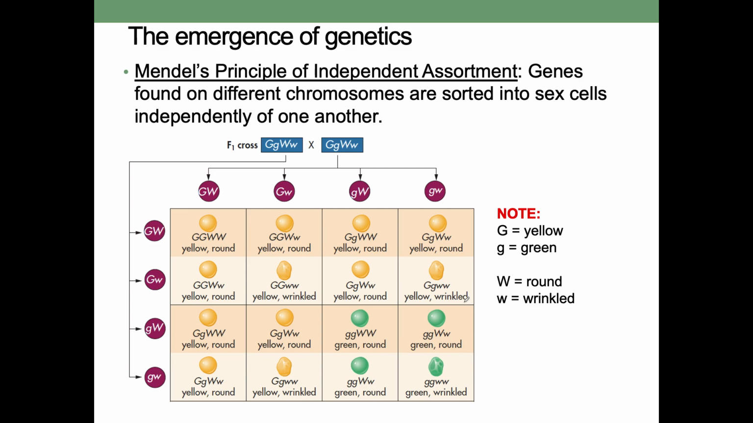In other words, it's not the case that if the plant is tall, it always has yellow seeds, or if the plant is short, it always has green seeds, or if the plant's tall, it only has wrinkled seeds, or if the plant's short, it only has round seeds, right? Each offspring can have any combination of the traits associated with the parents. And so here's a Punnett square which looks at two traits together instead of just one.